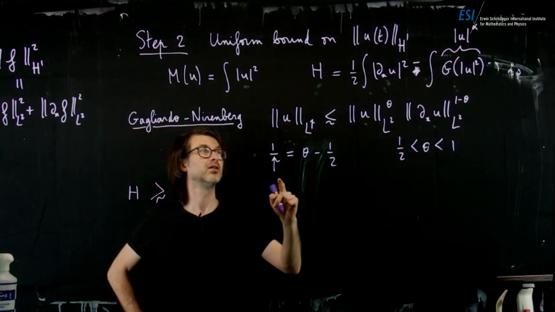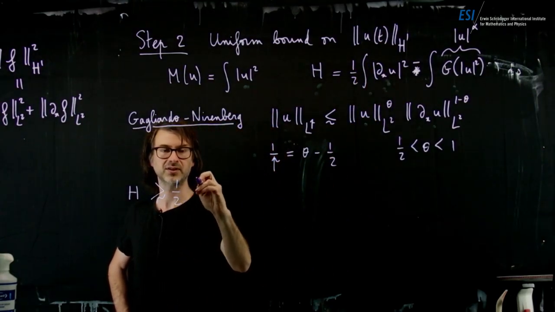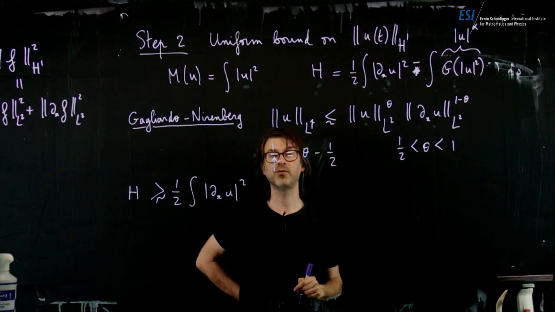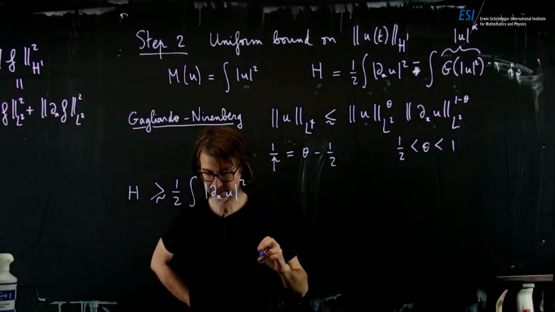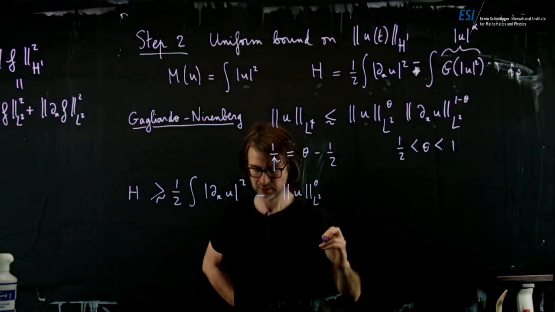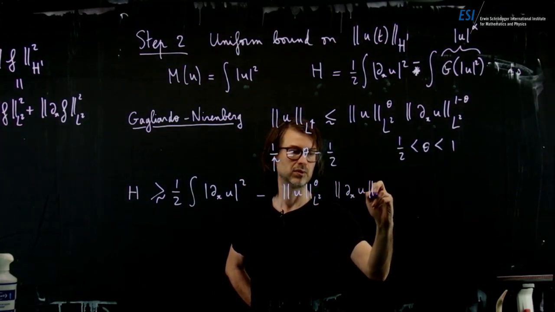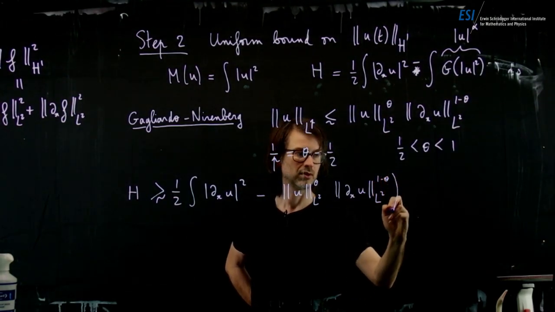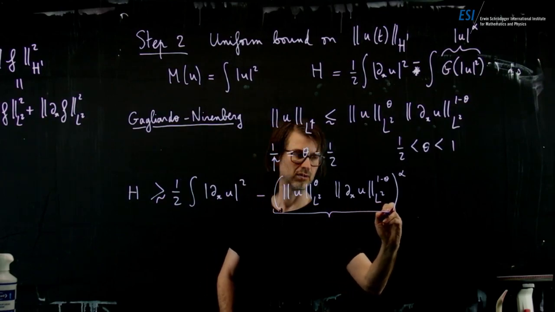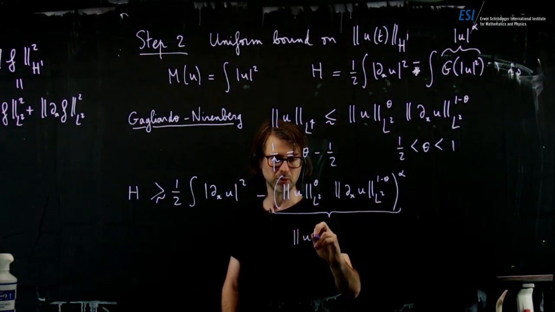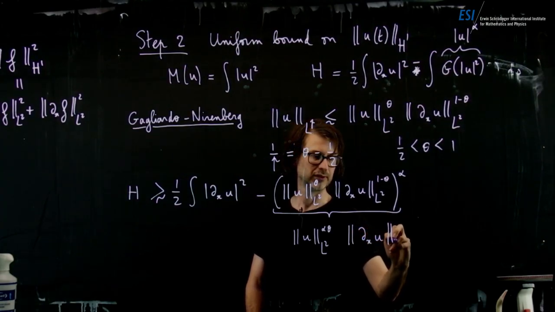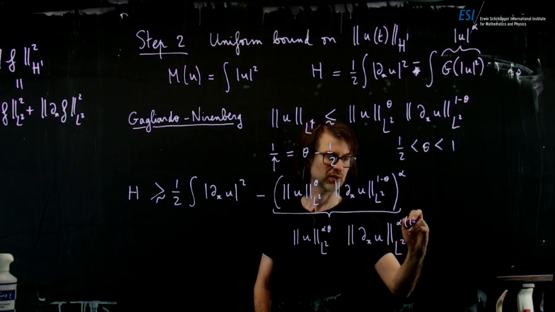larger than. So you have this first summand, 1 half integral of dxu squared, that you leave as is. And then you have the integral of u to the alpha, for which you use the Gagliardo-Nirenberg inequality. And this gives minus the norm of u in L2 to the theta, times the norm of dxu in L2 to the 1 minus theta, everything to the alpha, which is nothing but u in L2 to the alpha theta times dxu in L2 to the alpha times 1 minus theta.